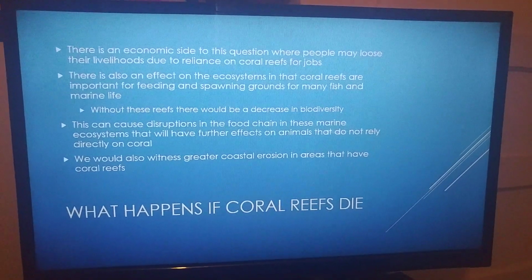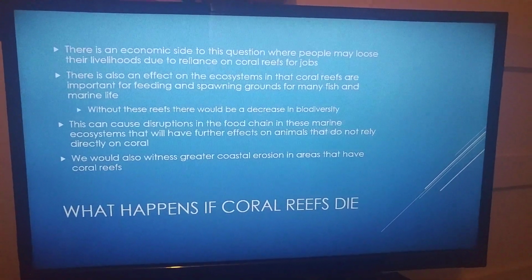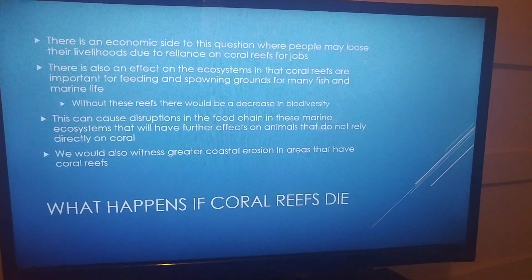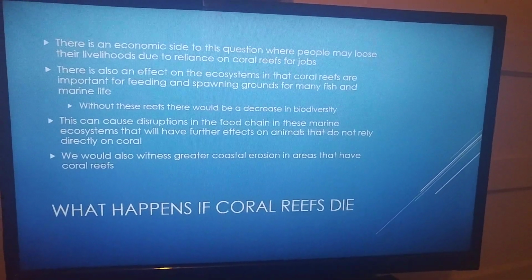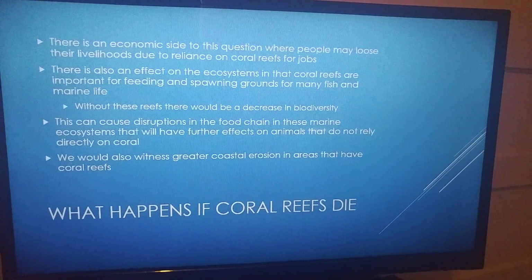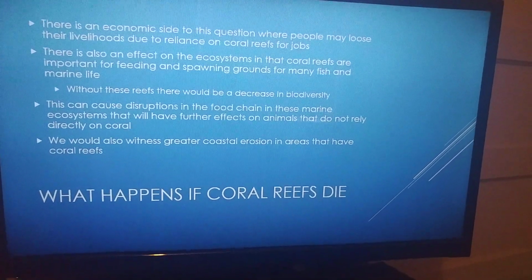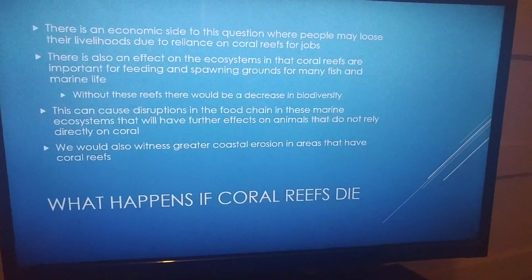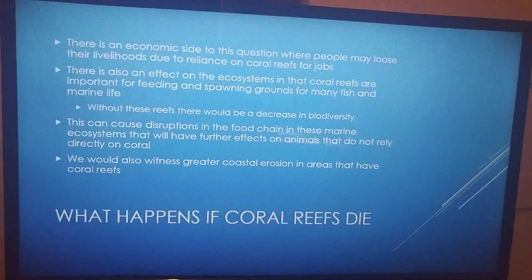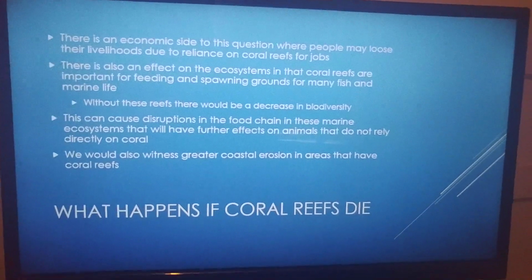There's also an effect on ecosystems in the coral reefs that are important for feeding and spawning grounds for many fish and marine life. Without these reefs, there would be a decrease in biodiversity. This can cause disruptions in the food chain in these marine ecosystems that will have further effects on animals that do not rely directly on coral. And we also witness greater coastal erosion in areas that have lost coral reefs.